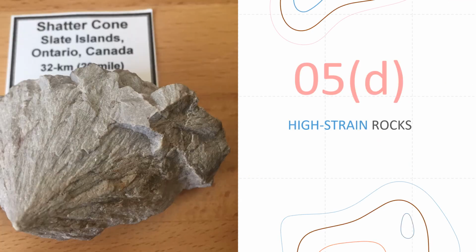And now we've come to the very last section of classifying metamorphic rocks, which is talking about high-strain rocks. In the photograph on the left, we have an example of a shatter cone found in Canada, and this is an example of a high-strain rock.